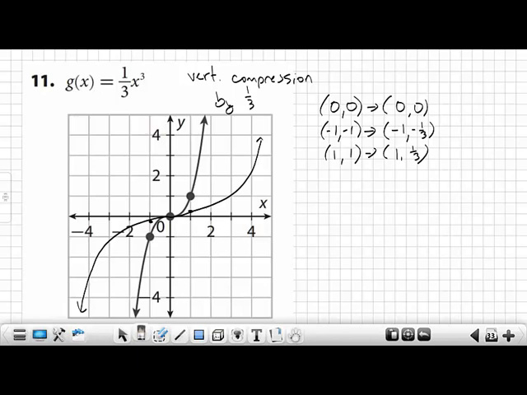Isn't it the same as a horizontal stretch? It was. The graph's identical to number 10, folks. Number 10 was a horizontal stretch by 3. This is a vertical compression by a third. They look the same. Oh, because it's the same thing.